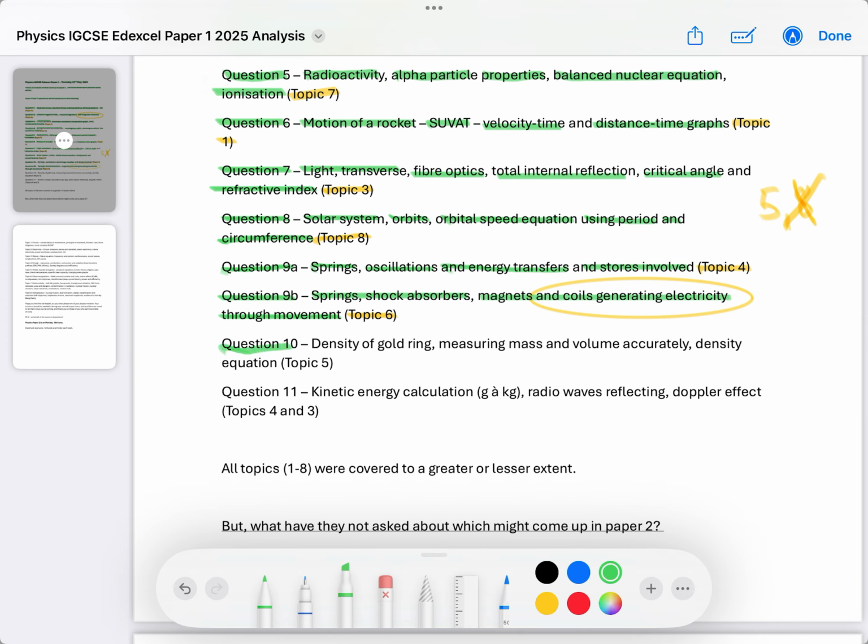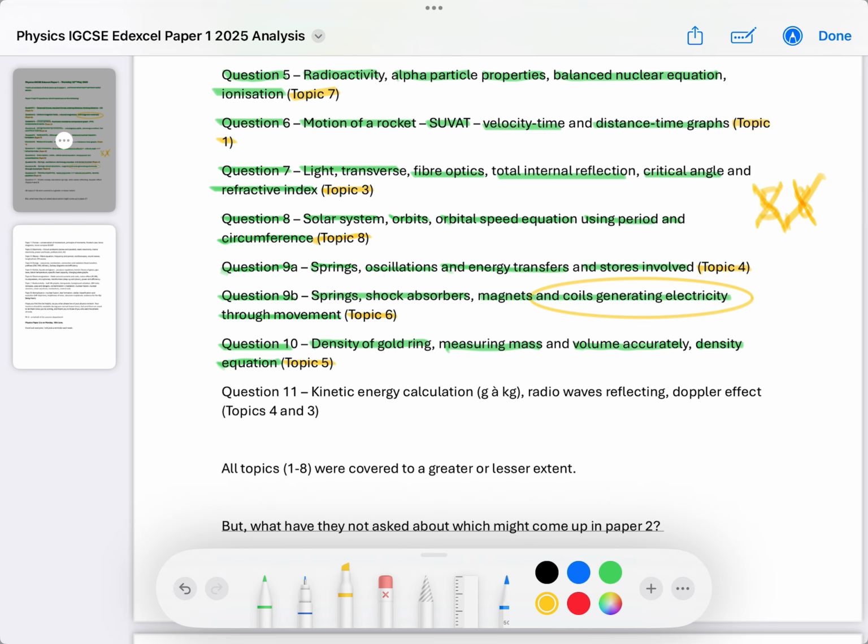Question 10 is from solids, liquids and gases. So you had to look at density. They gave you a gold ring. They want you to know how to measure mass, yes, and volume. And presumably they want you to do it accurately. So they also give you a question relating to density equation, and there's some written section to it. So topic 5 is now covered. So there we go. We have now covered every single topic at least once.